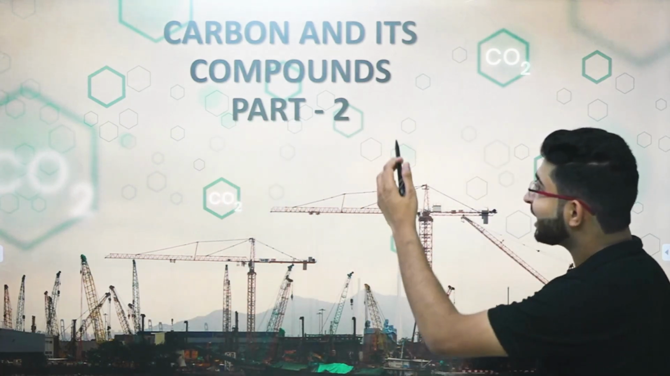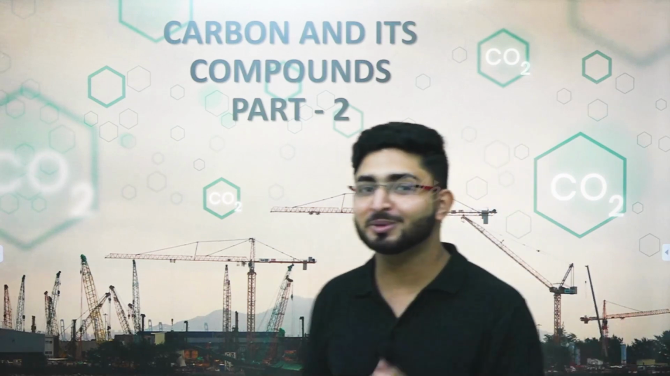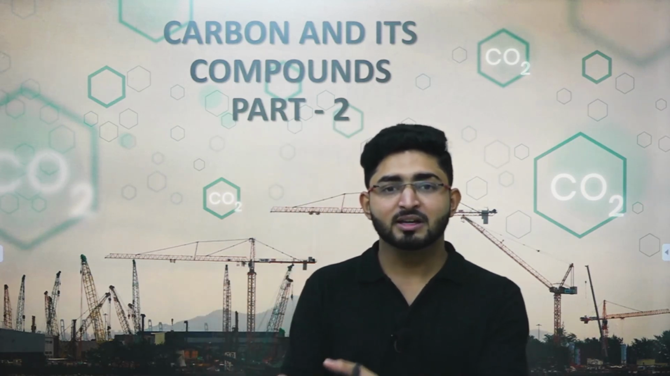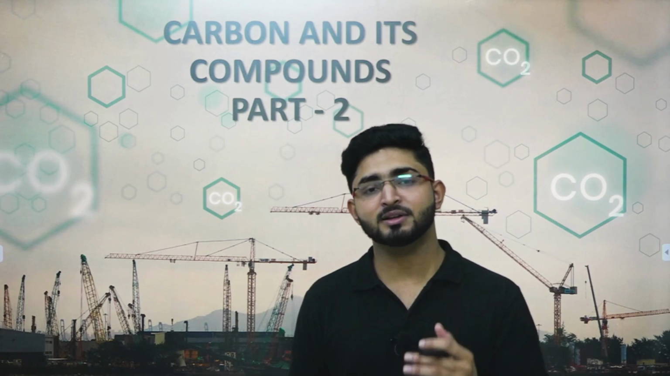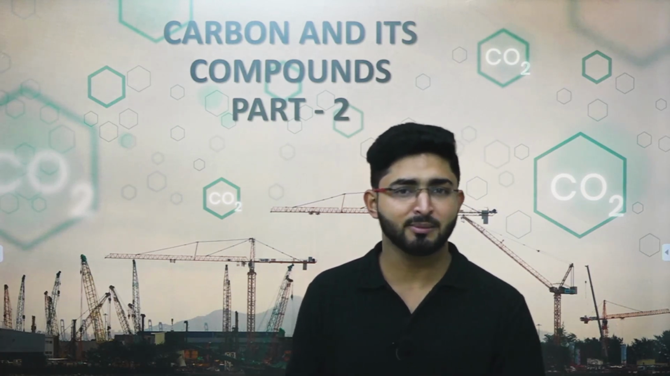So my students, we are going to continue our chapter number 9 in today's session, that was Carbon and its Compounds, with part number 2. In the previous lecture, we covered the two types of carbon's allotropes, that is the amorphous and the crystalline. And in the crystalline one, we discussed diamond. So before starting this session, we are going to revisit the previous topics.